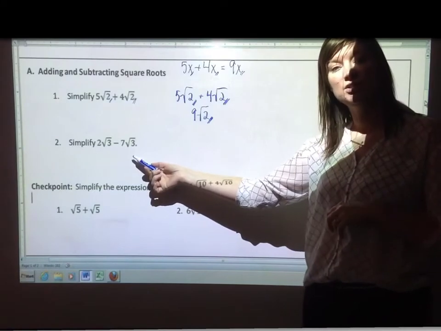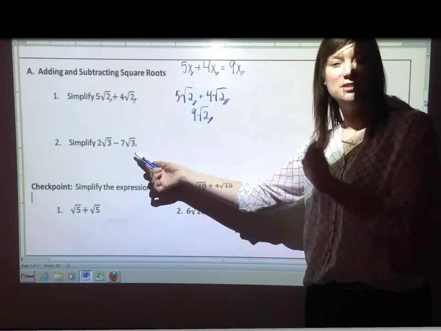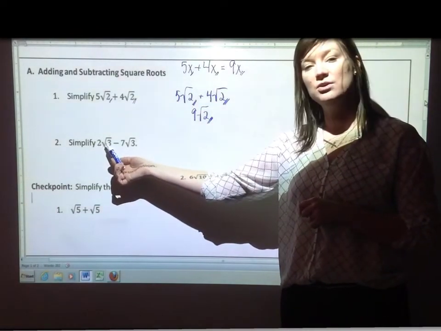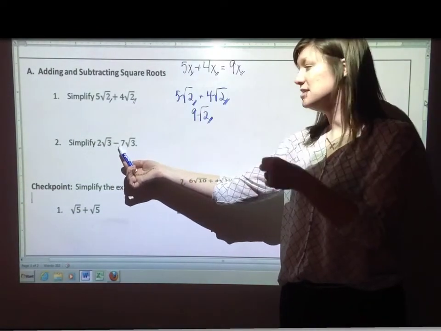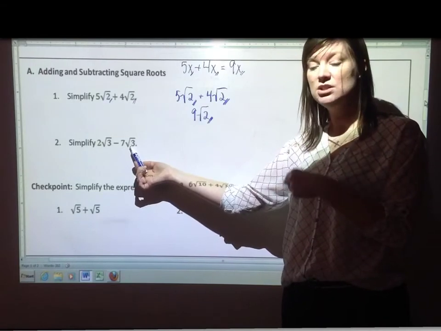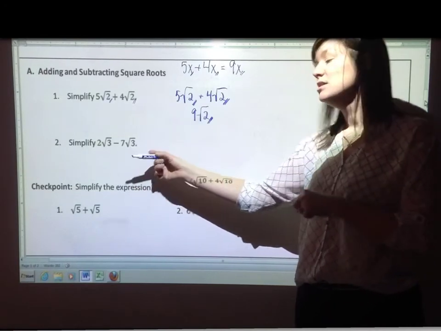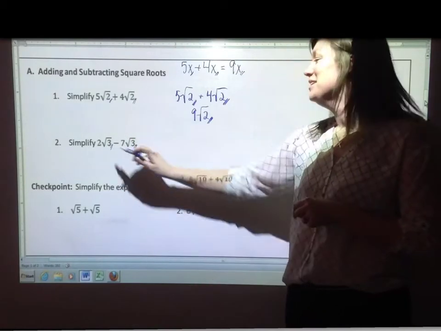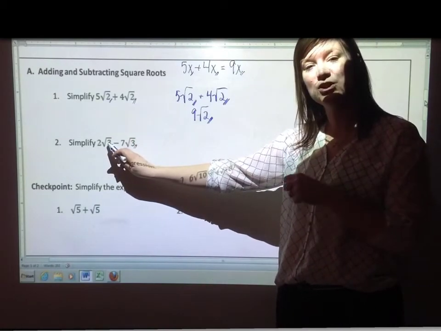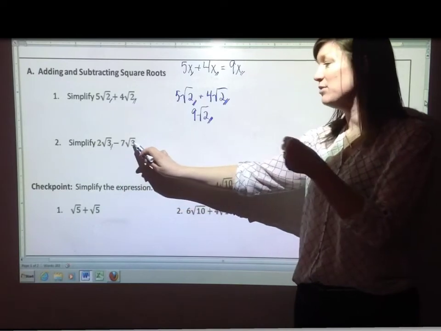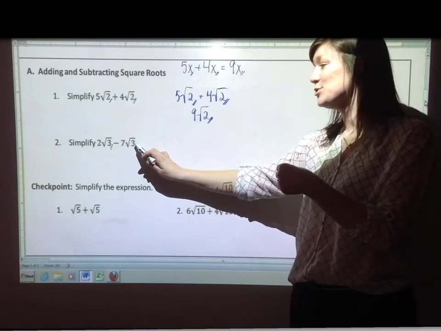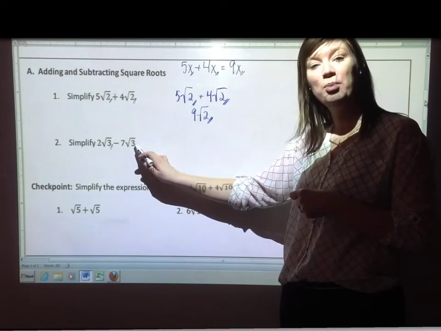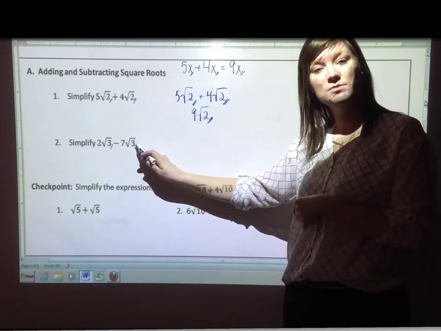The second one we're going to do is just like addition, we should be able to subtract these as well. So our second one is subtraction. So we have 2 radical 3's, and we're taking away 7 radical 3's. First thing to do, check to make sure they're like. To check if they're like, we look at the radical part. So the radical 3 is the first part of term 1, and we have a radical 3 in the second term. So since the radical parts are the same, these two terms are considered like.